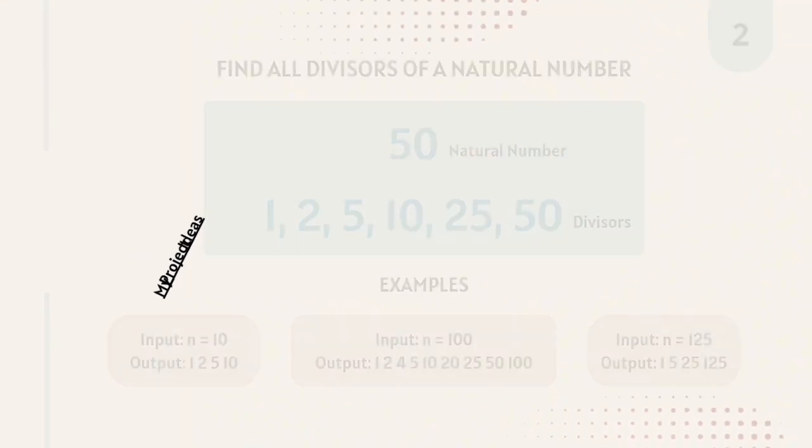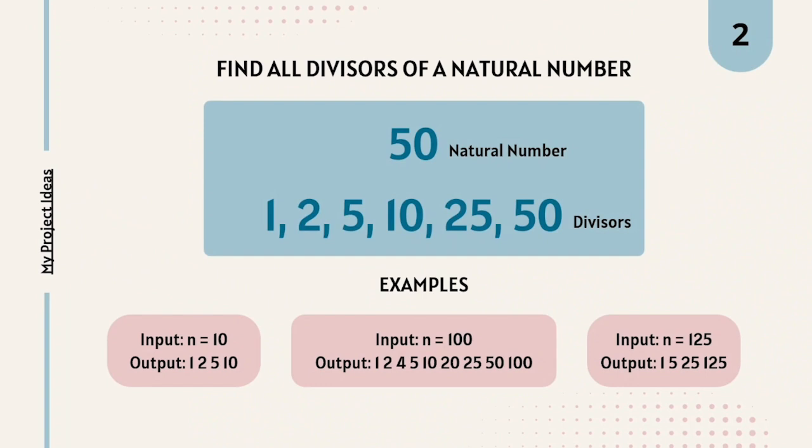Here we are. Suppose we are given a number 50 and we are asked to find all the divisors. We just check the numbers which divide 50 completely. Those numbers must be less than or equal to 50. So we have a set of numbers like 1, 2, 5, 10, 25 and 50. They divide the number 50 completely, so these are the divisors of 50.